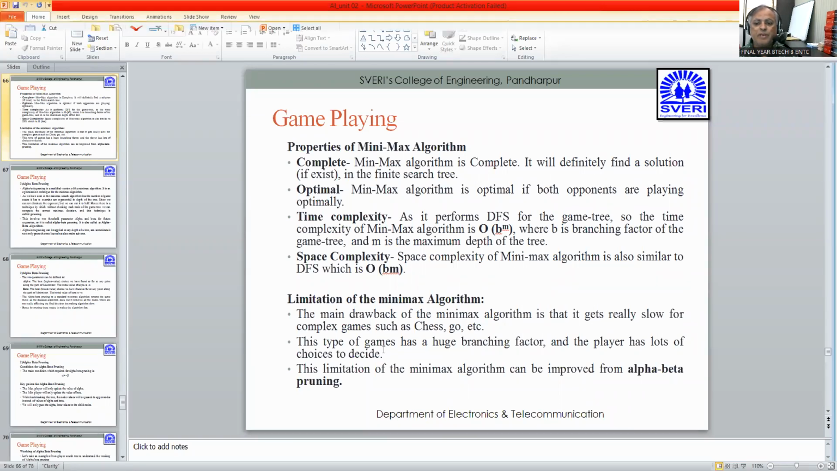The limitations of the Minimax algorithm can be improved by alpha beta pruning. There will always be some drawbacks for each and every algorithm, which are overcome by the next algorithm. So it has some good properties and a few limitations, like it gets slow and always has a lot of choices to decide. Hence, in order to remove these drawbacks, we go to the next algorithm called alpha beta pruning.